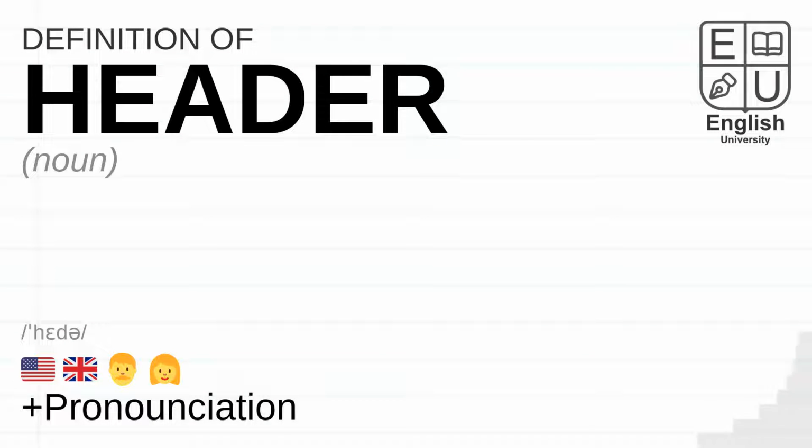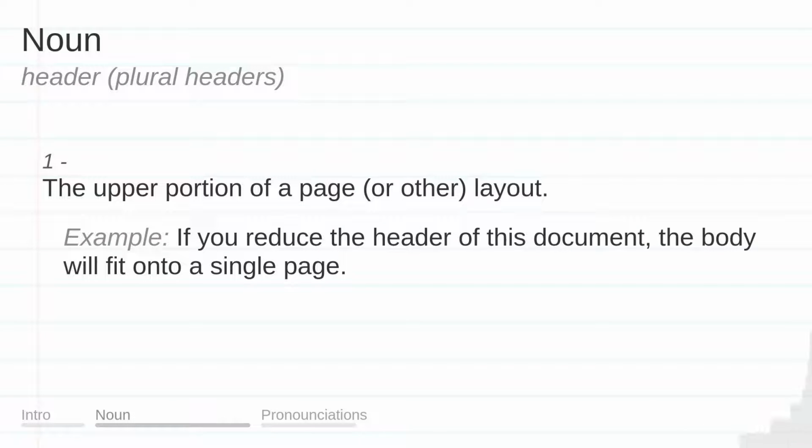Definition of the word header. Noun. The upper portion of a page, or other, layout. Example: If you reduce the header of this document, the body will fit onto a single page.